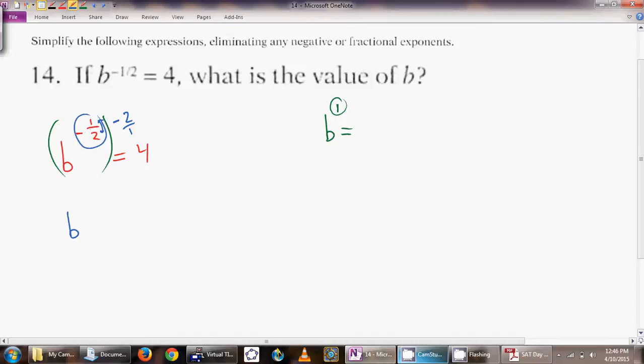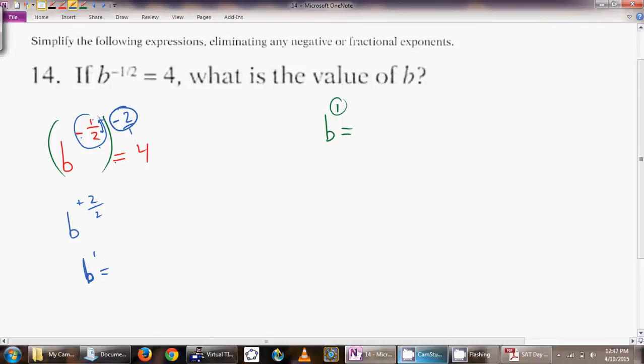b. What's a negative times a negative? Well, that's a positive. And then what's 1 times 2? That's 2, and 2 times 1 is 2. All right, this then becomes just b to the first. That's why I'm raising my left side to the negative 2 power. It's to get b equals.